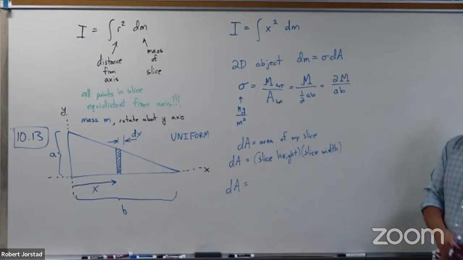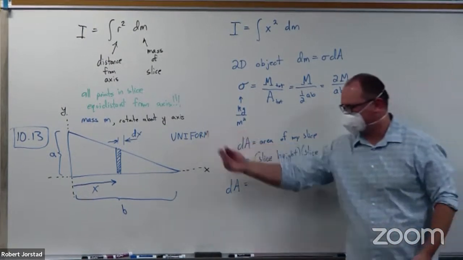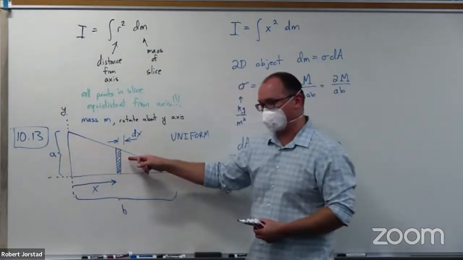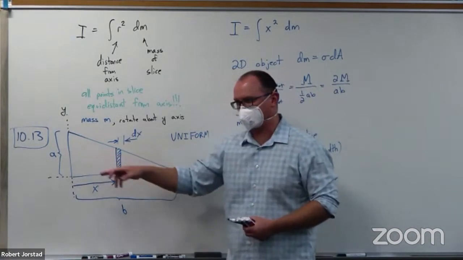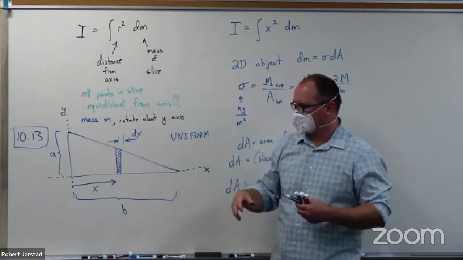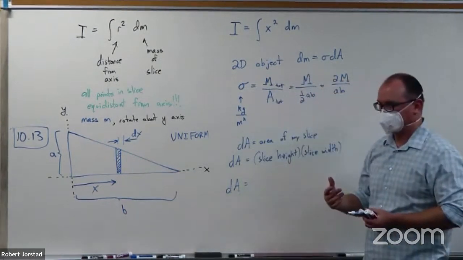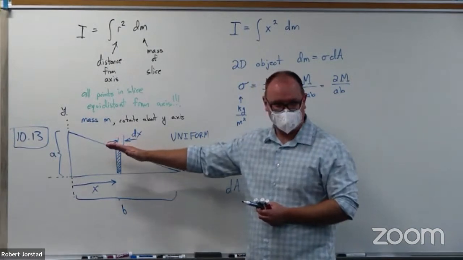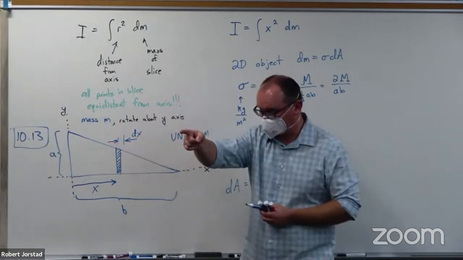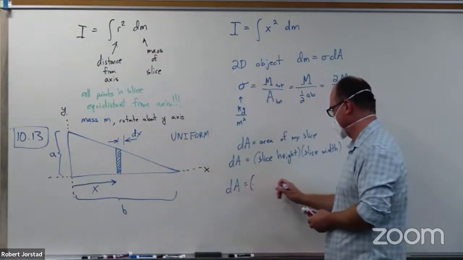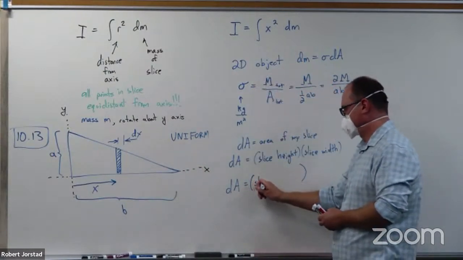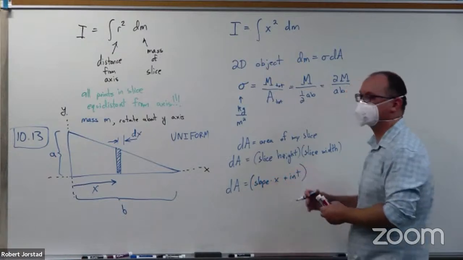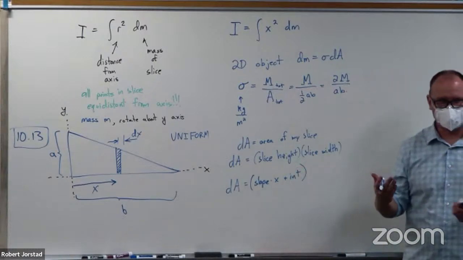What's a good name for the slice height in this picture? That would only be the height of this slice. That would not be the height of this slice or that slice or this slice. It's not the slope, but it relates to the slope. I would say it's the height of this line. Agreed? So the function. What's a good name for the function? Slope x plus intercept. It's a line, right?